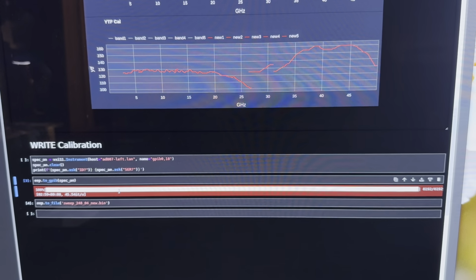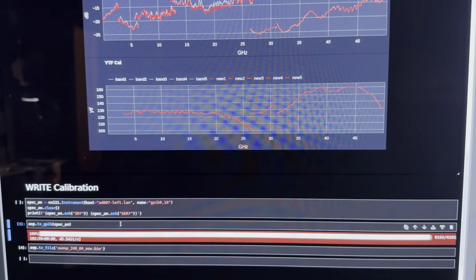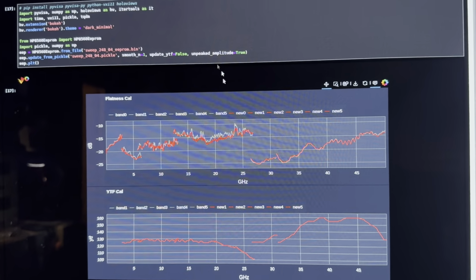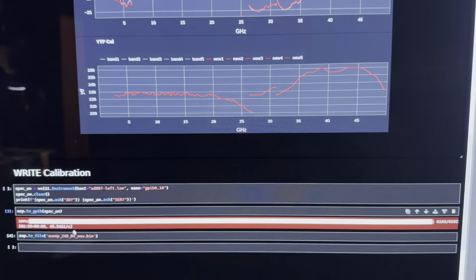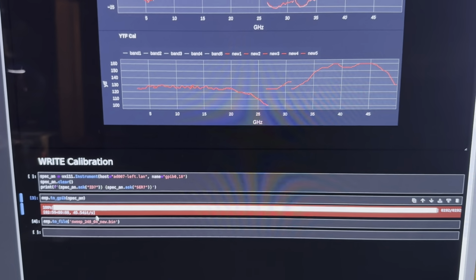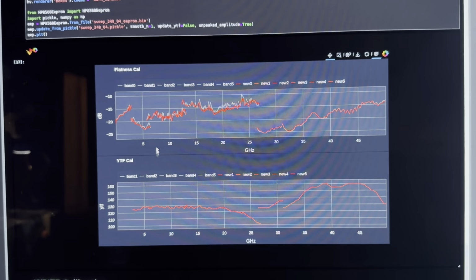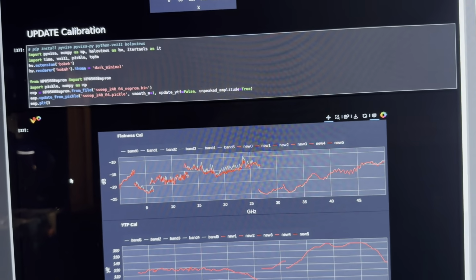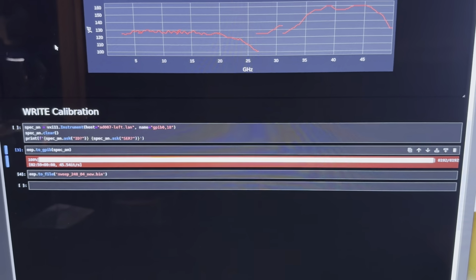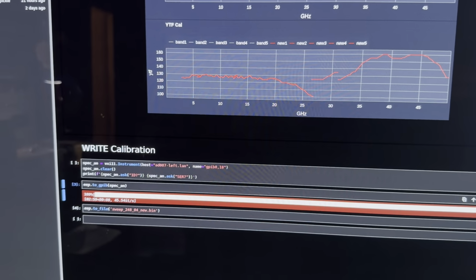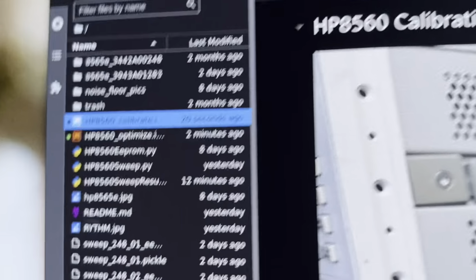And that's exactly what we did down here, because actually I lied again. This isn't the sweep where we took the updated settings. This is the sweep after that, where we confirmed that those settings stuck, and indeed they did stick, and we got really good consistency. So that's how you calibrate the 8560 spectrum analyzer using my notebooks.